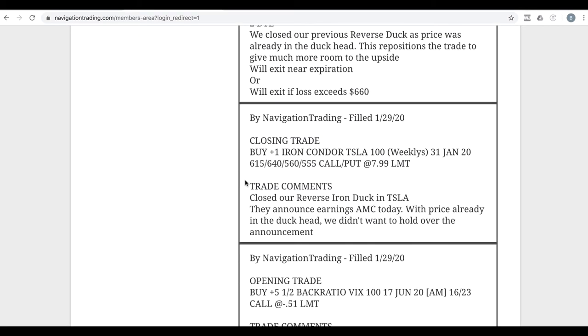Next trade, closing trade in Tesla. So we closed out our reverse iron duck in Tesla. They announced earnings and price was sitting in our duck head. In that position, we didn't want to hold through earnings because we were already into the duck head. So we just went ahead and closed that out.